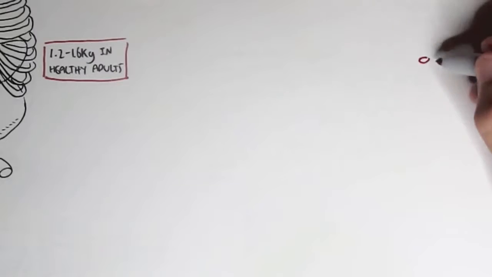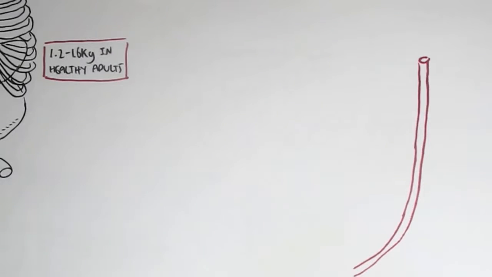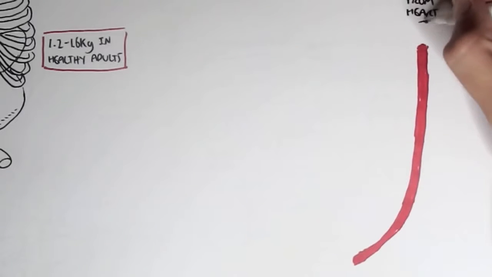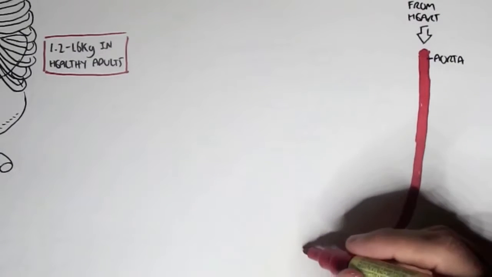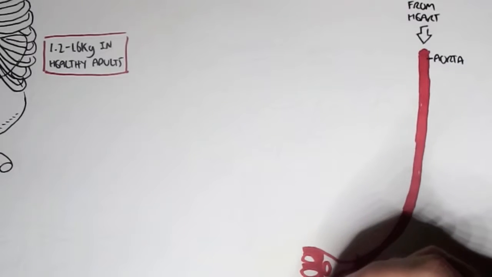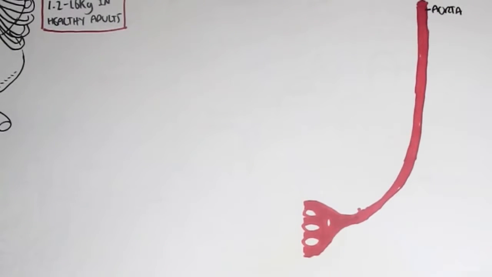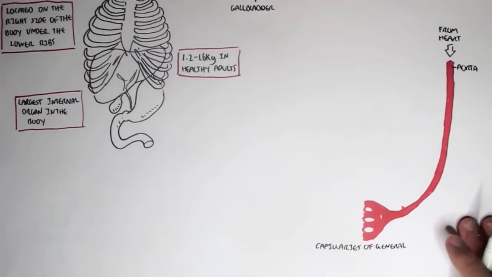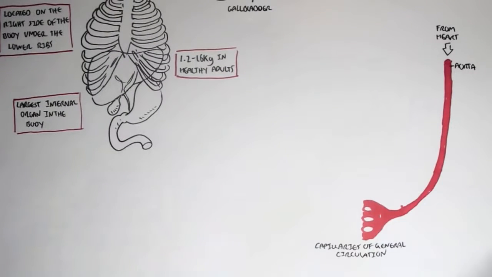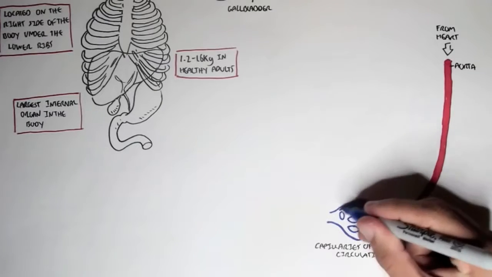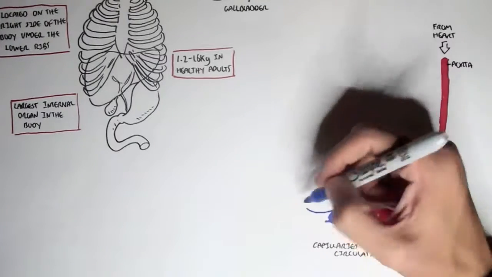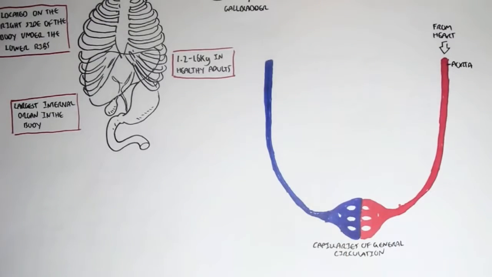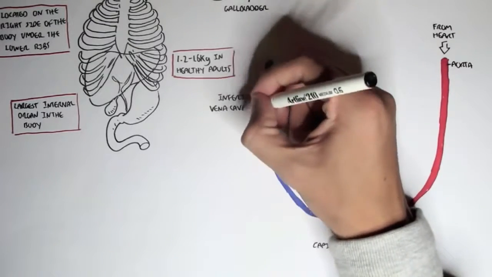So if we look at the liver's blood supply, here we have the artery, the aorta coming from the heart, which brings oxygenated blood into body tissues. So here there are just capillaries of general circulation where the tissues will then use up the oxygen, and now this blood supply will be deoxygenated. It will be low in oxygen concentration. And this deoxygenated blood supply will go back to the heart through the inferior vena cava.